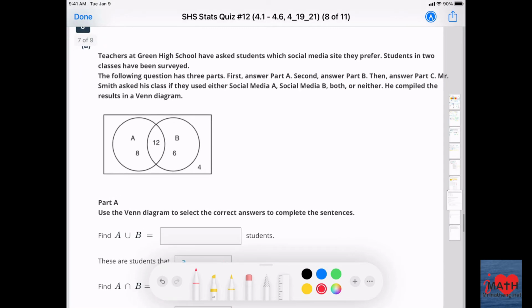All right, Venn diagrams. Teachers at Green High School have asked students which social media site they prefer. Students in 2 classes have been surveyed. The following question has 3 parts. First, answer part A, and then second answer part B, and then answer part C. So there's 3 parts. Mr. Smith asked his class if they used either social media A, social media B, or neither, and he compiled the results in a Venn diagram.